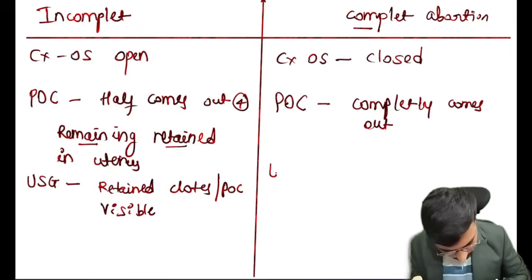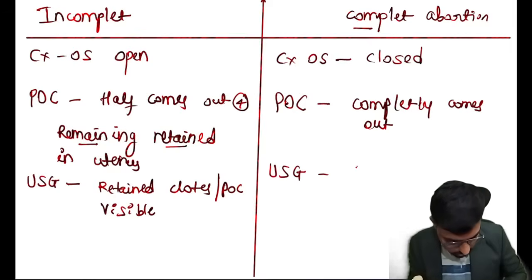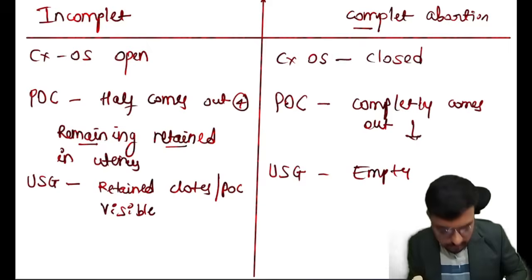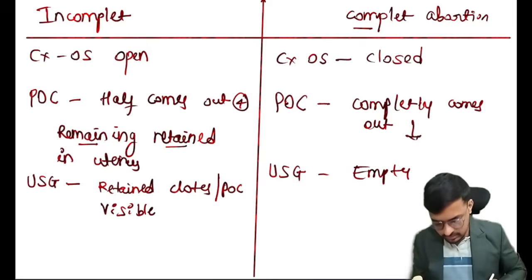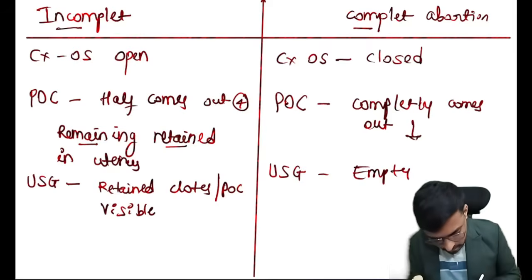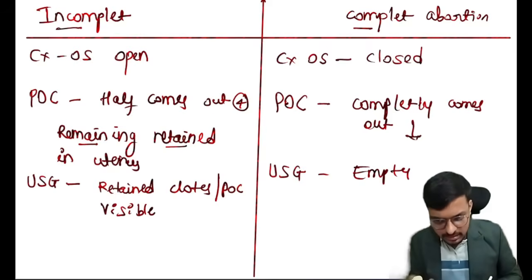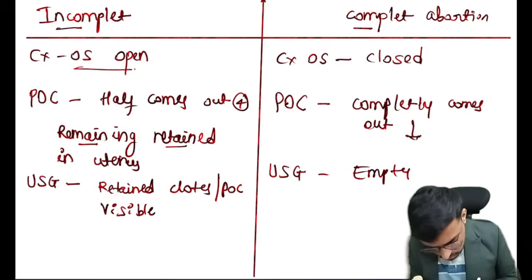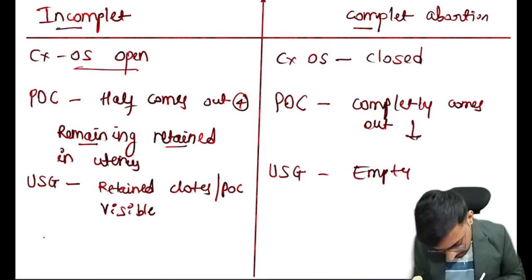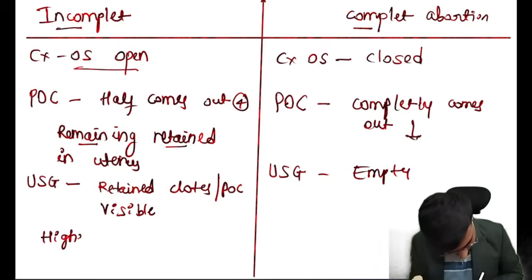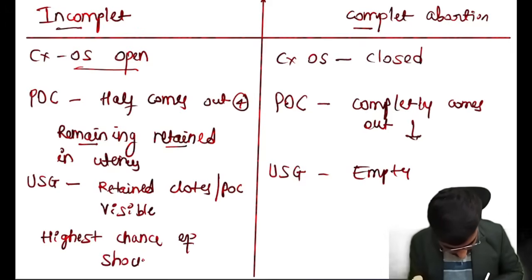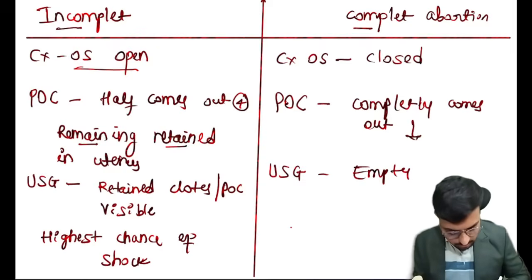But in the complete abortion, when we do the ultrasonography, the uterus becomes empty. Why? Because the products of conception have completely come out. Now the uterus is empty. So this is the very important thing we have to keep in mind. And in the incomplete abortion, half came out and half is retained inside, and the os is opened, which means heavy vaginal bleeding will be there and the highest chance of shock. Okay, so the highest chance of shock is there in the incomplete abortion as compared to the complete abortion.